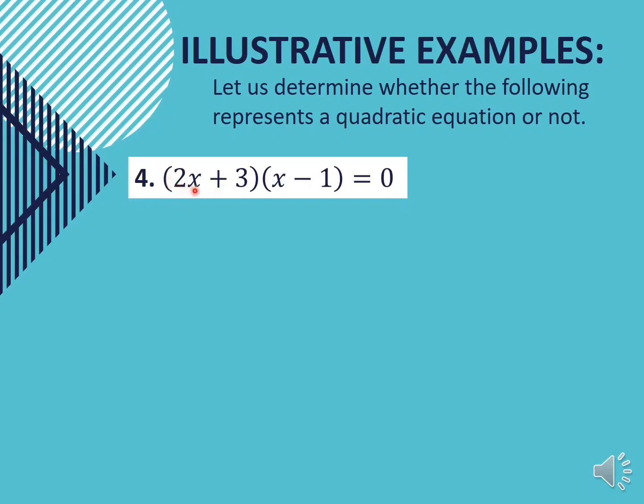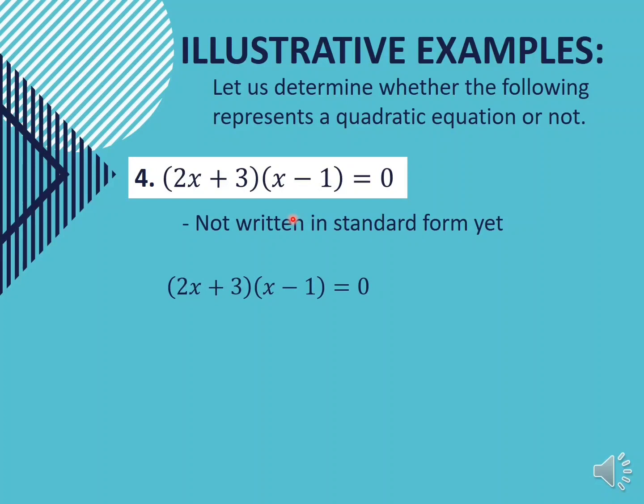Diba? 2x plus 3, then times x minus 1. Yung parenthesis, it represents multiplication. So, therefore, meron pa siyang operation. Why not let us simplify it first? Since it is not written in the standard form yet. So, how are we going to simplify it? Okay, since the given is 2x plus 3 times x minus 1 equals 0, we just need to apply, diba, ito ay 2 binomials. 2 binomials na multiply natin, or multiplying 2 binomials. So, therefore, we can apply FOIL method.